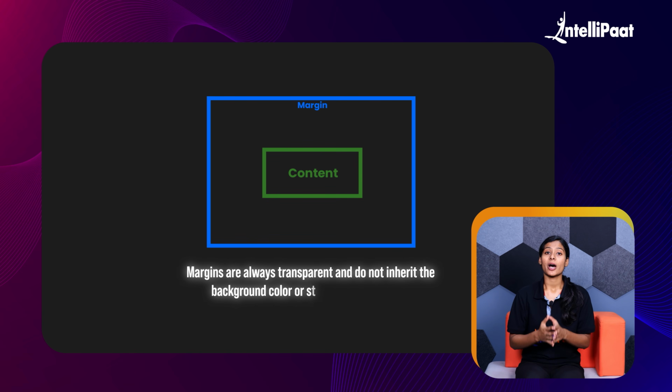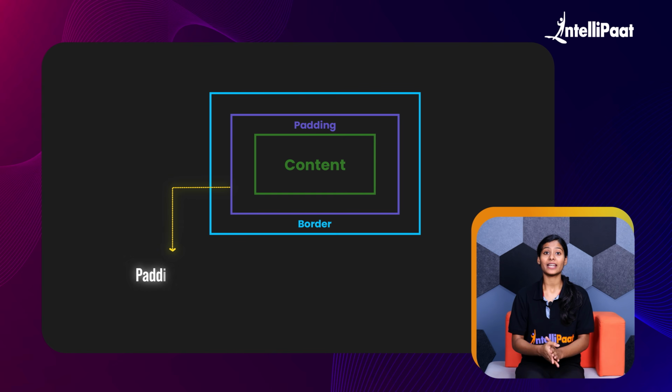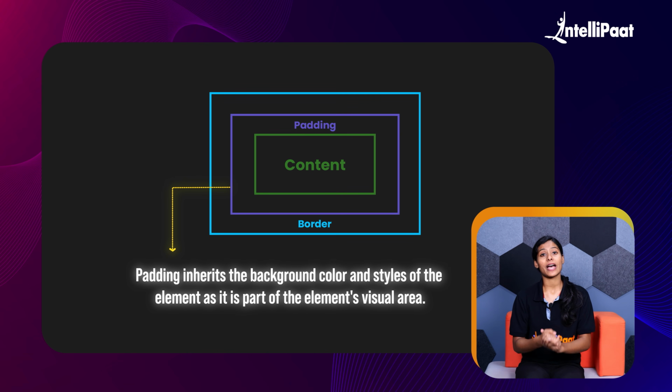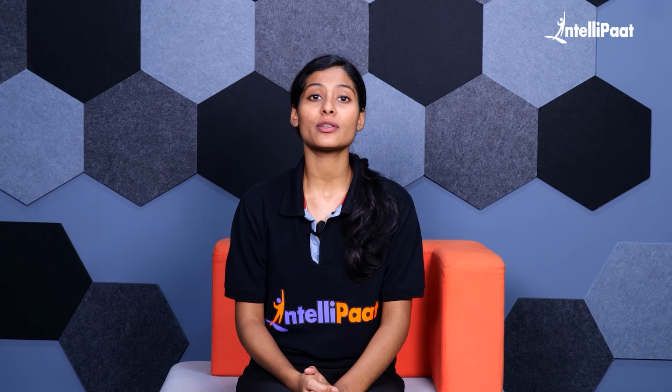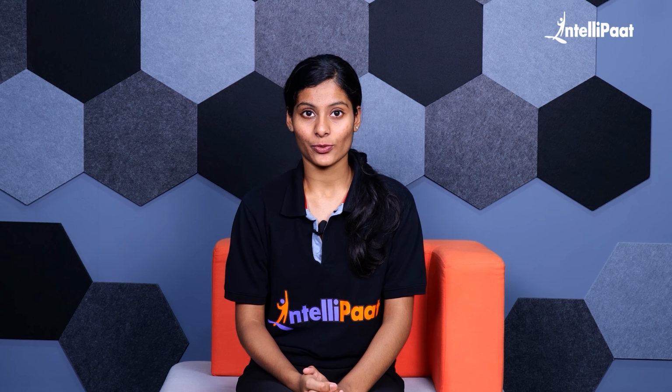Apart from this, margins are always transparent and do not inherit the background color or styles of the element. Padding, on the other hand, inherits the background color and styles of the element, as it is part of the element's visual area. Now that we have demolished the box model, let's move on to our next question.